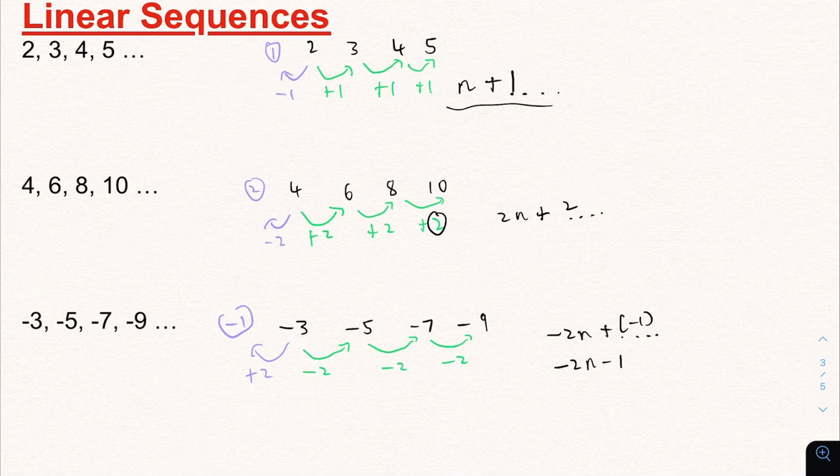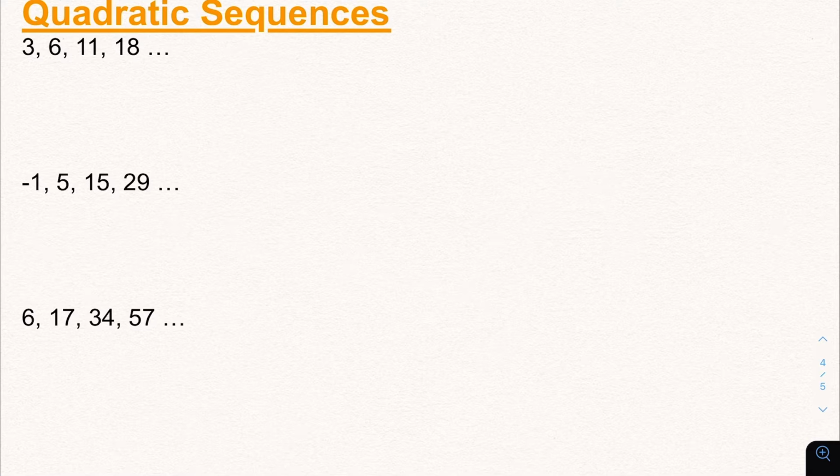Alright, so that's linear sequences. Now the last thing we need to go through is quadratic sequences. Here you do what you did with linear sequences, but it's a little more complicated. First of all, we write our sequence out like this: 3, 6, 11, 18. To get from 3 to 6, you add 3. Then from 6 to 11 you add 5, and from 11 to 18 you add 7.